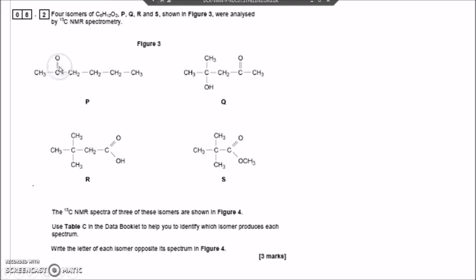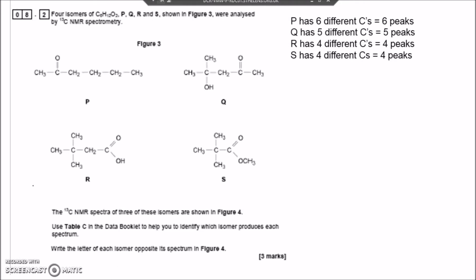Well, this is off center, so it's not symmetrical, so that's carbon in one environment, a CH3 joined to a CO, 1, 2, and then that CH2 is joined to a CO, 3, CH2 joined in the middle, 4, CH2 joined to a CH3, 5, 6. That's got 6 different ones. So P doesn't feature at all. None of those are P. There are no 6 peaks. So we're looking between Q, R and S.